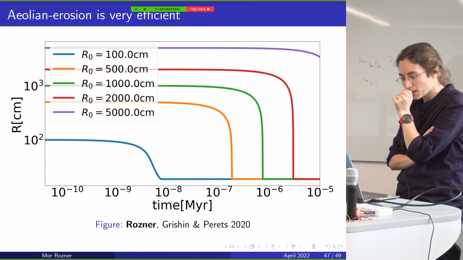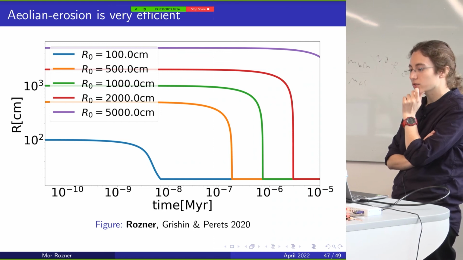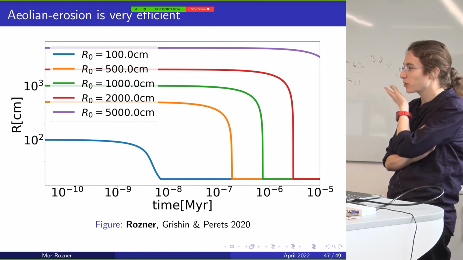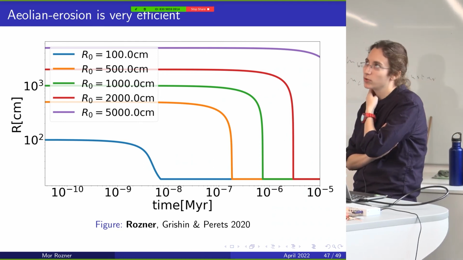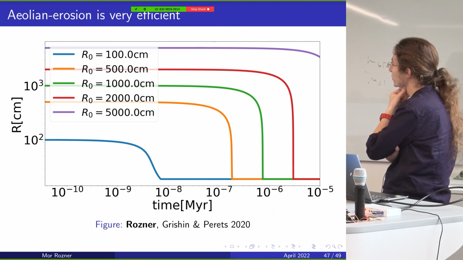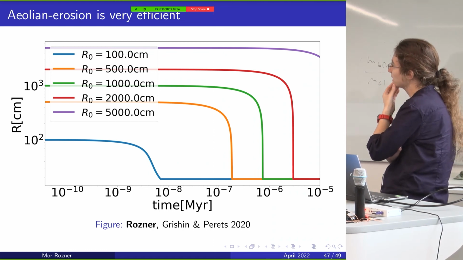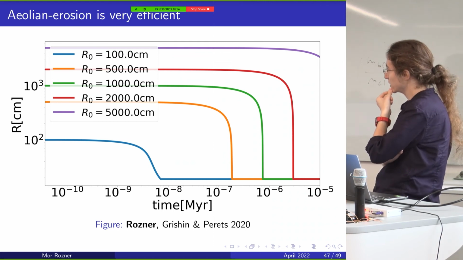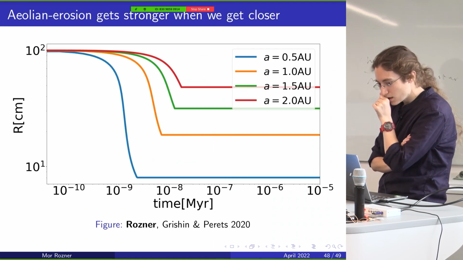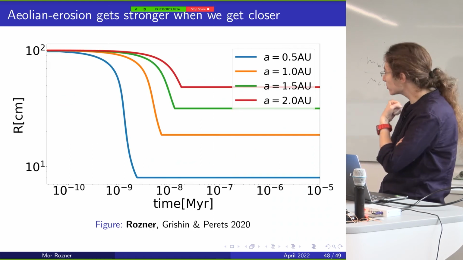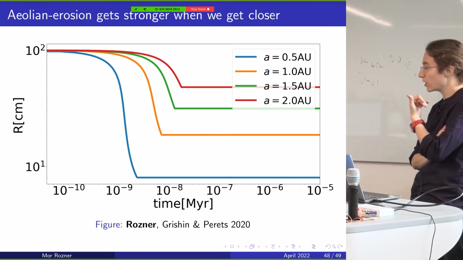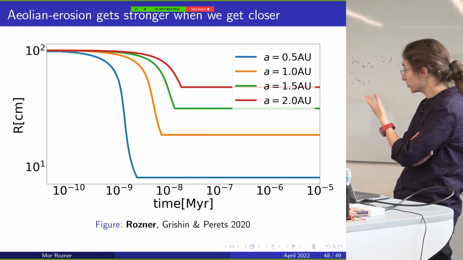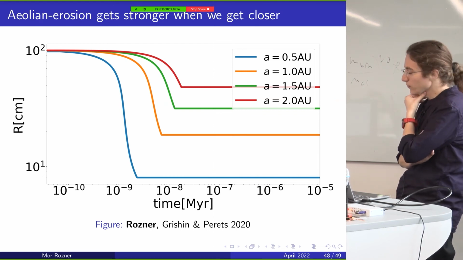Okay, and I will show you some results. It turns out that oil and erosion is very efficient. Timescales are very small. Usually in astronomy, we don't speak about such small timescales. We could grind down particles from meter size or a bit larger to centimeter size, which is very nice, I think. And the erosion gets stronger as we get closer to the star, because then you have more and more gas and more headwind. So as you get closer to the star, you'll have smaller final sizes.